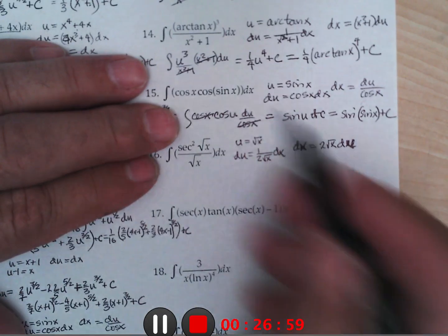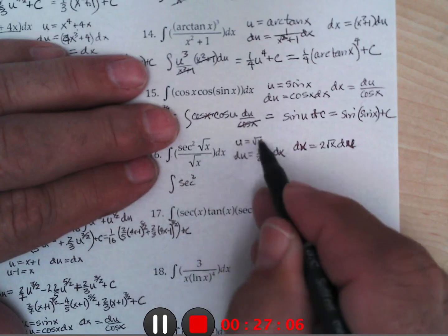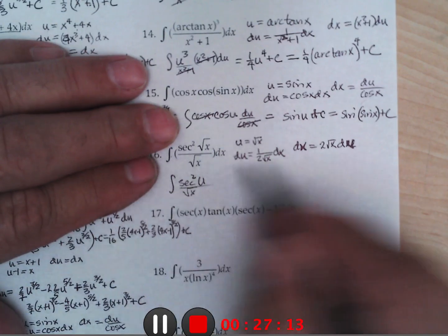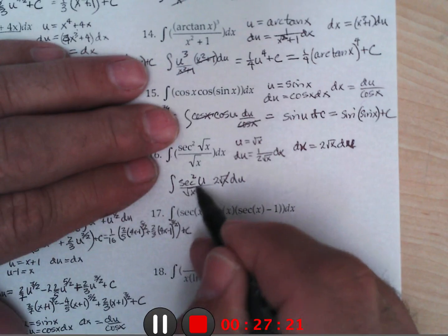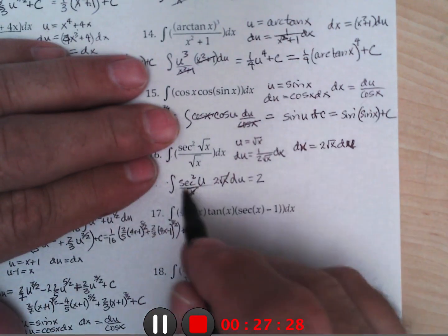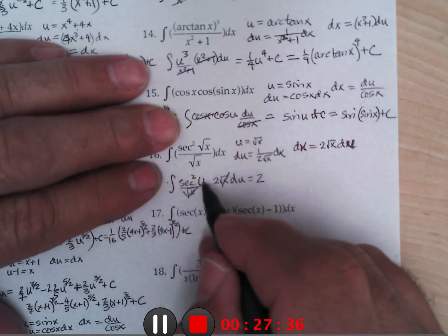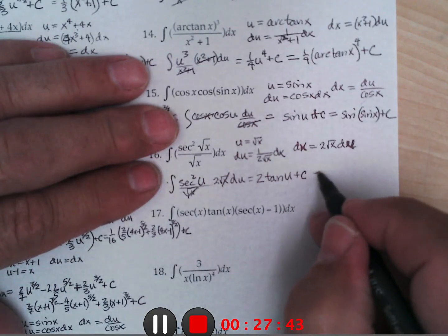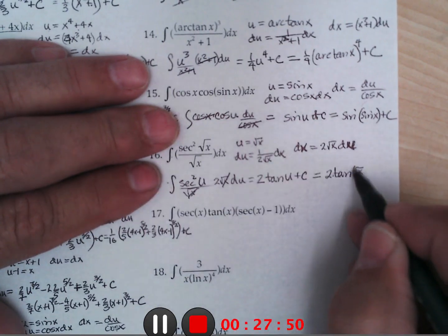Okay, so now I've got the integral of secant squared of the square root of x over the square root of x, and dx is 2 square root of x du. So the square roots of x cancel, so I'm all in u's. The 2 can come out. That's in the numerator, so it'd be 2 times the integral of secant squared of u. See, secant squared is the derivative of tangent of u plus c. So we have 2 tangent of square root of x, that's what u is, plus c.